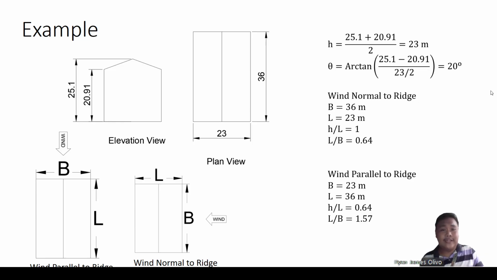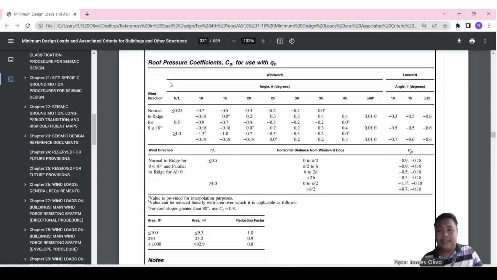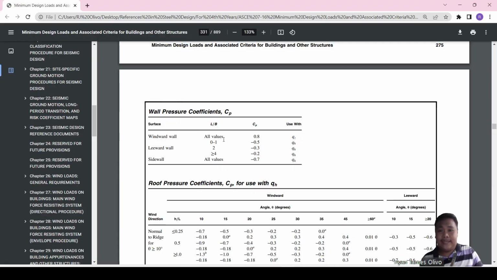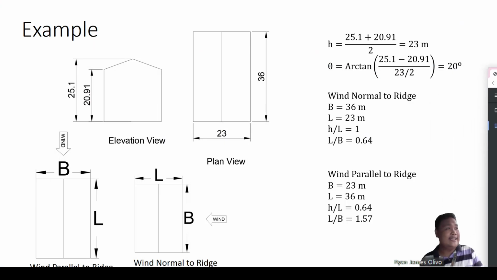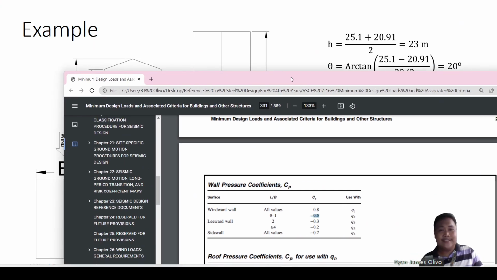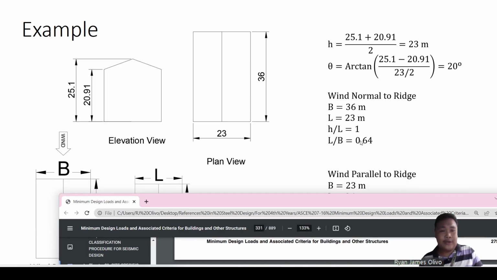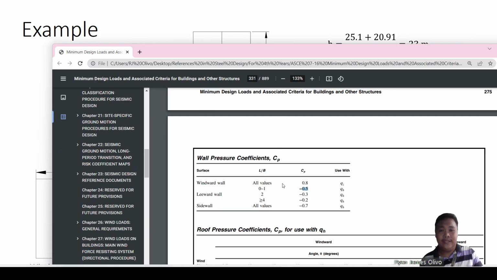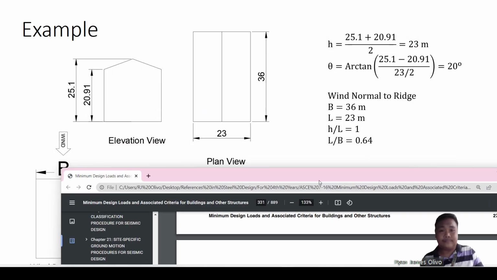For wind normal to the ridge, luckily we have L over B that is less than 1, that is negative 0.5. So it's easy. We don't need to interpolate, guys. So our L over B is 0.64, as you can see, that is less than 1. So automatically, we have negative 0.5 for our leeward wall. The windward wall is 0.8. The side wall is negative 0.7.